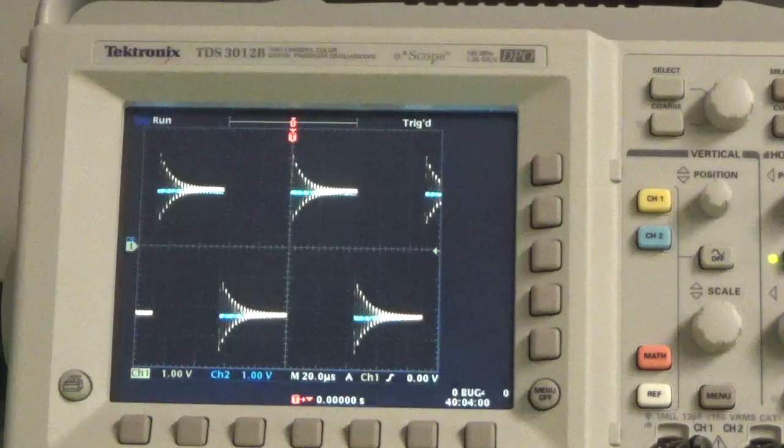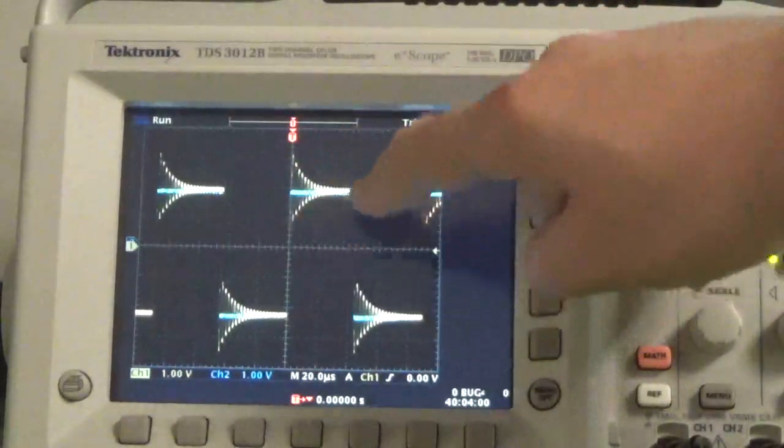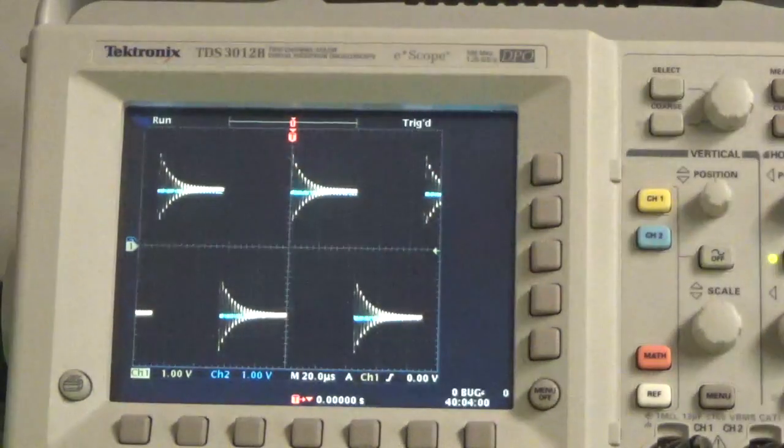So now we have this nice behavior. So what I will do right now, I will adjust the camera a little bit better so you can see this behavior quite clear.